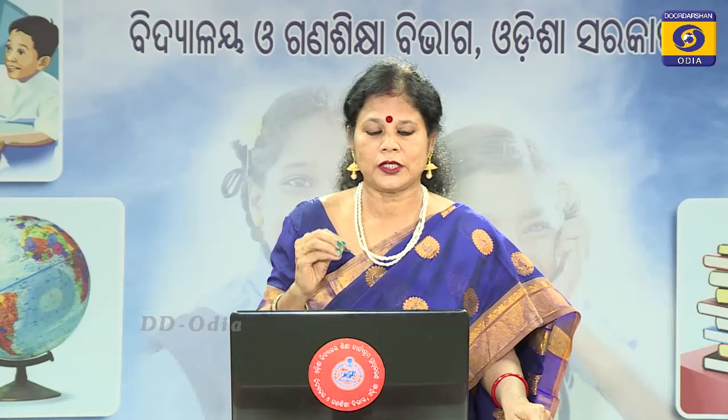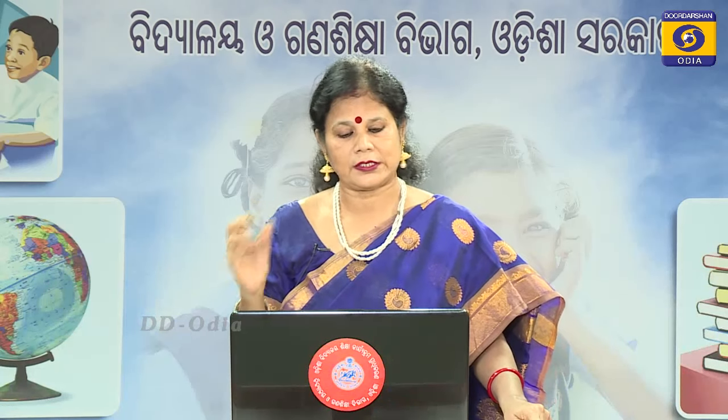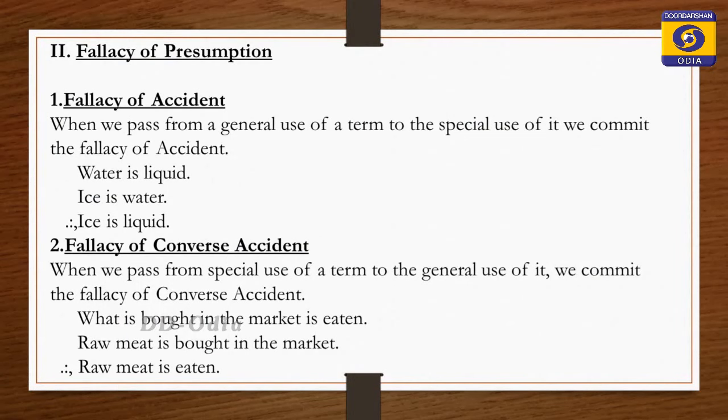Here the conclusion is ice is liquid. This is wrong conclusion and this is your fallacy of accident. This is also an important fallacy. Then fallacy of converse accident. Fallacy of converse accident is just the reverse of the fallacy of accident.